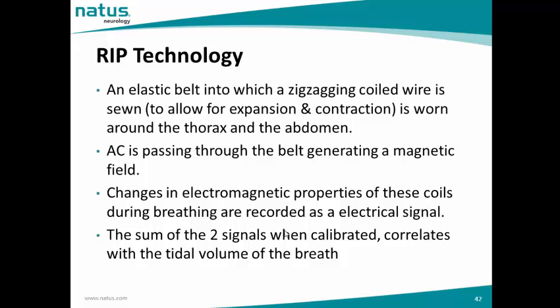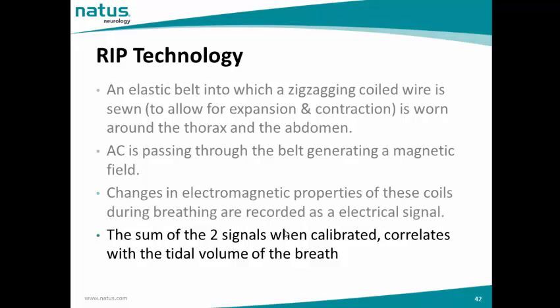An elastic belt into which a zigzagging coiled wire is sewn is worn around the thorax and the abdomen, so it measures from the whole circumference of the chest wall. AC is passing through the belt, generating a magnetic field. Changes in electromagnetic properties of these coils during breathing are recorded as an electrical signal, and the summation of the two signals when calibrated correlates with the tidal volume of the breath.